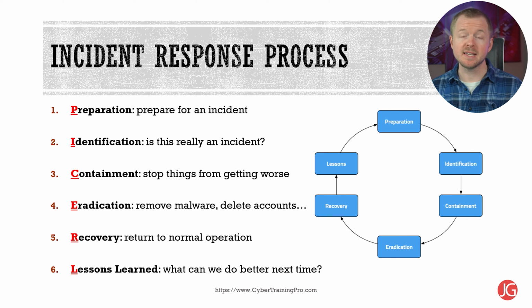This is the final phase, and it involves making sure that everything that happened is documented and identifying any areas that we can improve. The IR process is a continuous improvement process where we actually try to do it better every single time. As you can see on the screen, I've highlighted the letters of the phases to make the phrase PICERL, P-I-C-E-R-L, that will help you remember the steps.